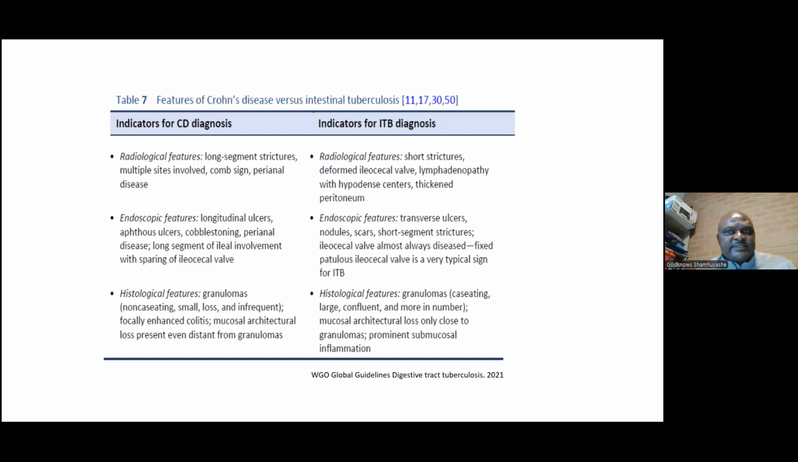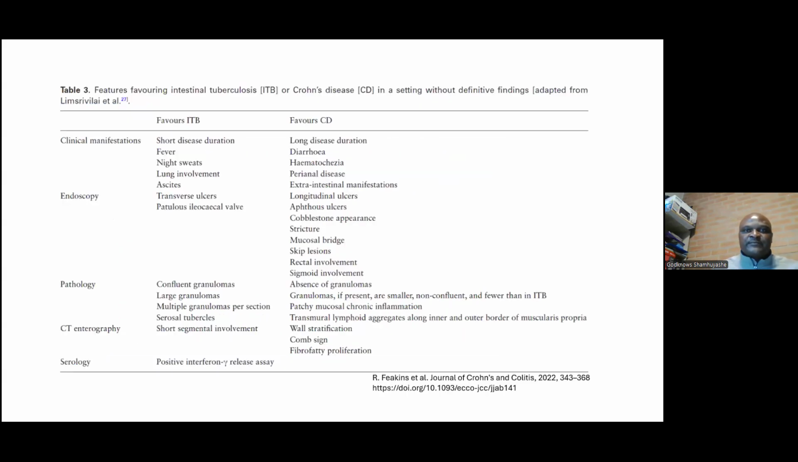Endoscopically, you find that with TB, there are more transverse ulcers as compared to Crohn's, which has got longitudinal ulcers. And you find nodules, scars, and also short segment strictures. And most of the time, the ileocecal valve is diseased, where you can have a fixed patulous ileocecal valve. And this is a typical sign for intestinal TB. And histologically, you have granulomas, of which for TB, they will be caseating as opposed to non-caseating granulomas of Crohn's. And also there's loss of mucosal architecture close to the granulomas, and you have a prominent submucosal inflammation.